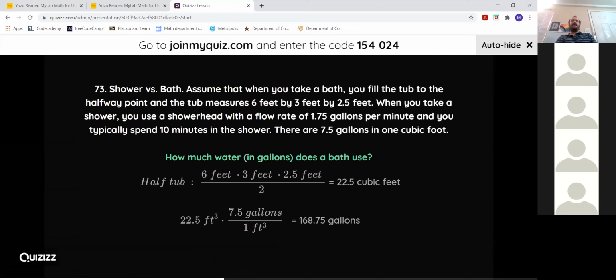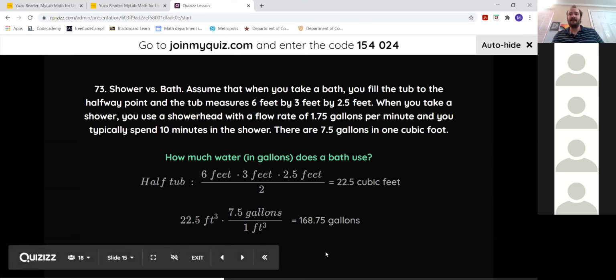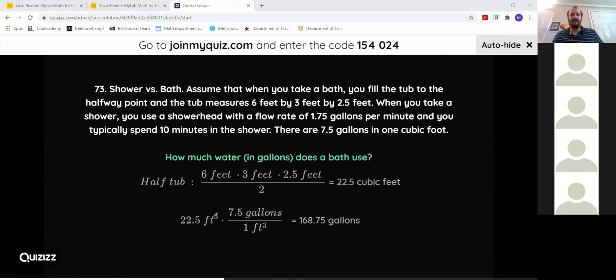But here we go. If we want half a tub, it is the 6 by the 3 by the 2.5 is giving me the dimensions of the tub. I only want half of it, so that's where this dividing by 2 is coming from. So if I have 22.5 cubic feet, and I know there are 7.5 gallons per cubic feet, if I want to get to gallons, I'm multiplying these two numbers.